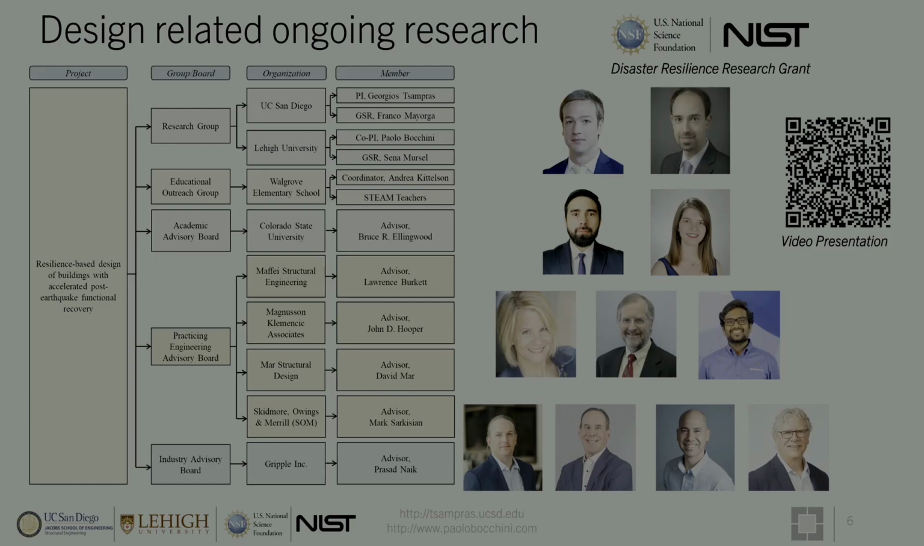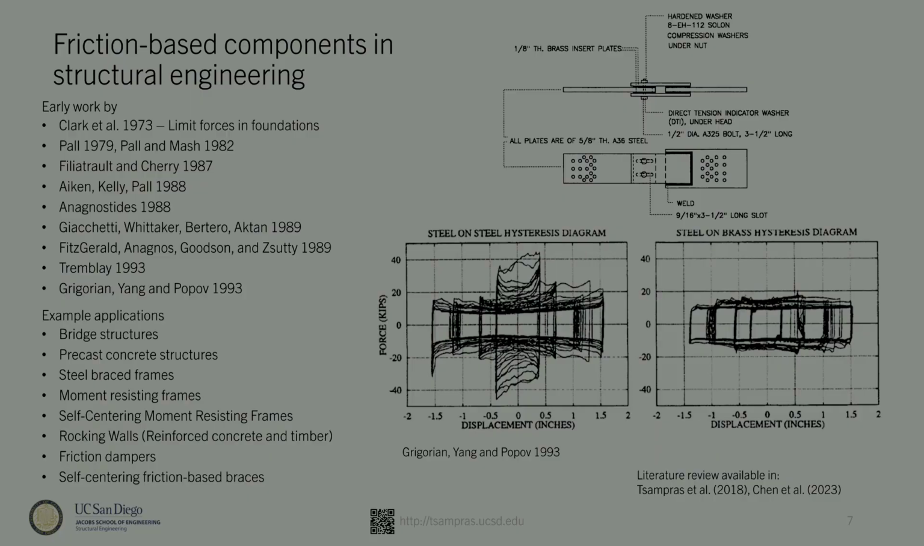I won't talk about design at the system level. However, we have a project funded by NIST through the Disaster Resilience Research Grant Program on the resilience-based design of buildings with accelerated post-earthquake functional recovery that take advantage of friction-based connections efficiently placed in the seismic load path. Now, friction is not new for sure, and it is listed here.